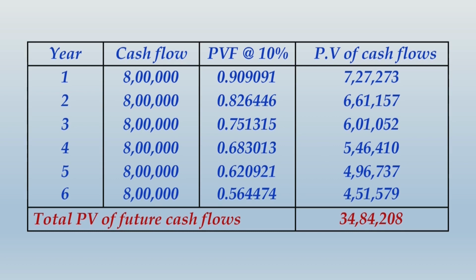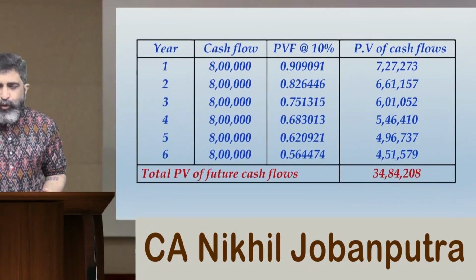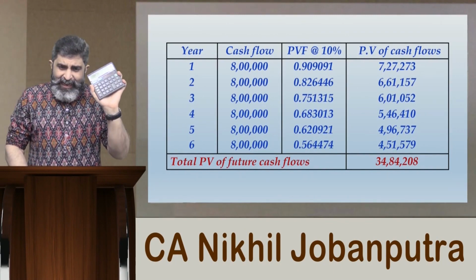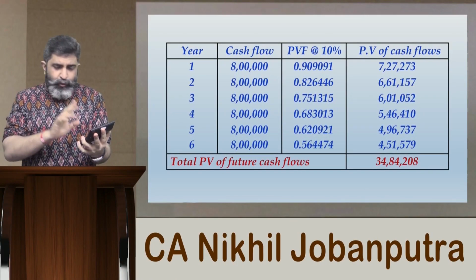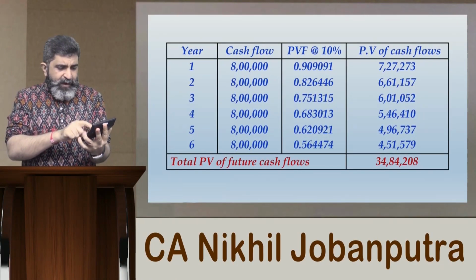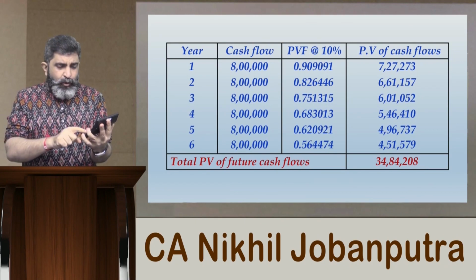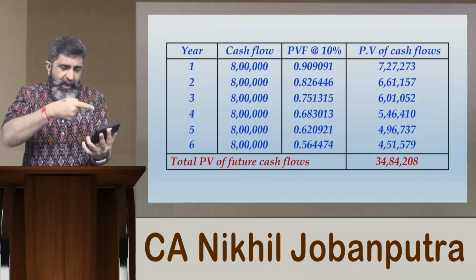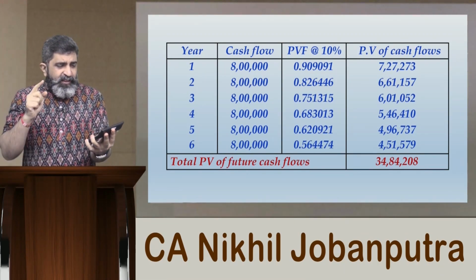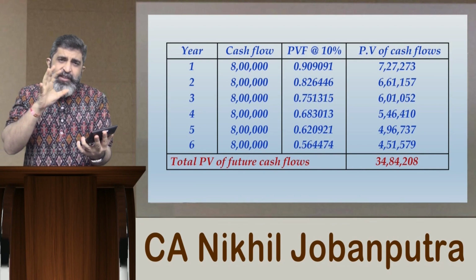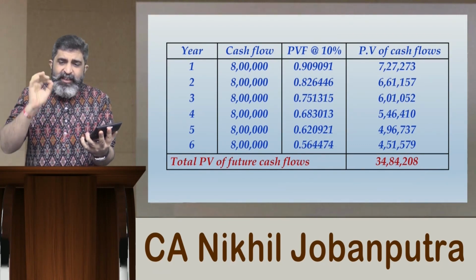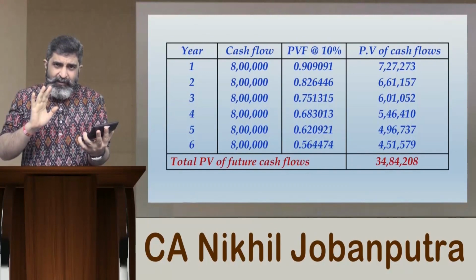Let me show you by calculation on your calculator how to do it. So on your calculator what you need to do is, the rate of interest is 10% and the period is 6 years. So what I'll do is 1 divided by 1.1, press equal to 6 times, 1, 2, 3, 4, 5, 6. So what will be appearing on the calculator screen is 0.564474, something like that. This is the 6th year's factor.